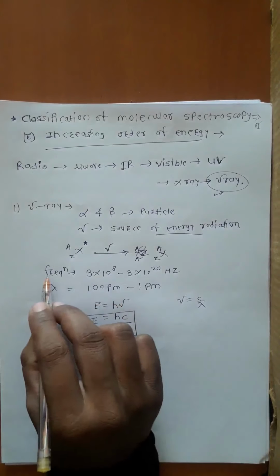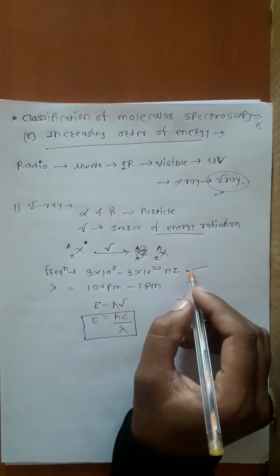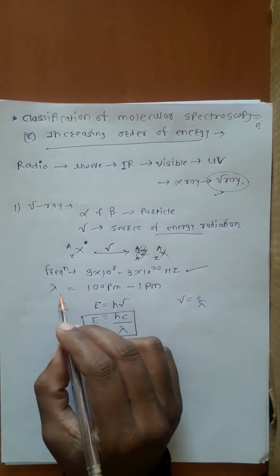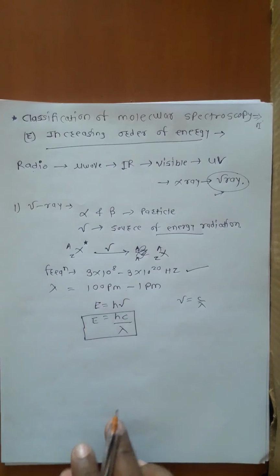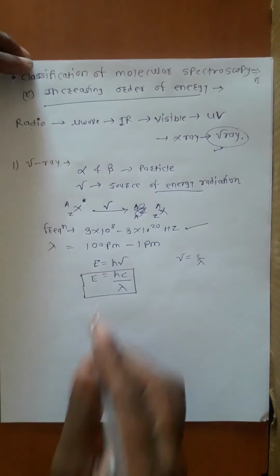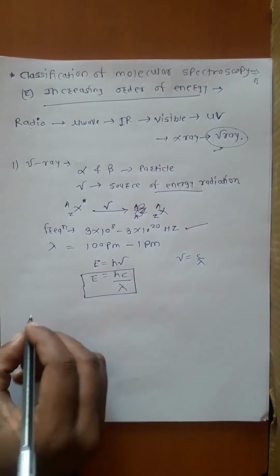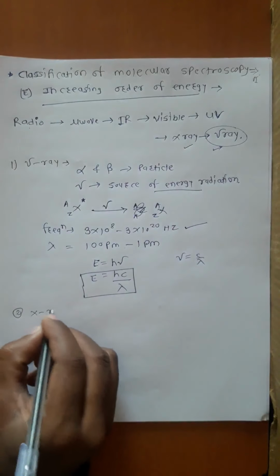Energy increases, frequency also increases, and wavelength decreases. Therefore the gamma ray has very high frequency, meaning a very high energetic particle, and the wavelength is very small, because of this formula. Then the next one, the second one, is the X-ray.